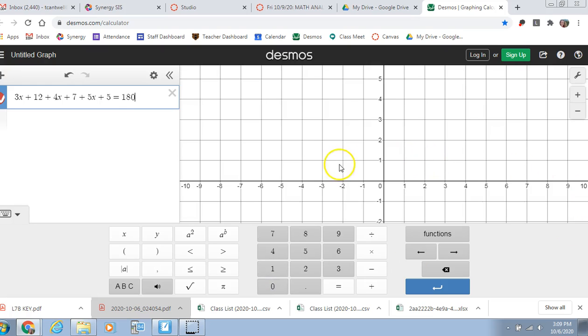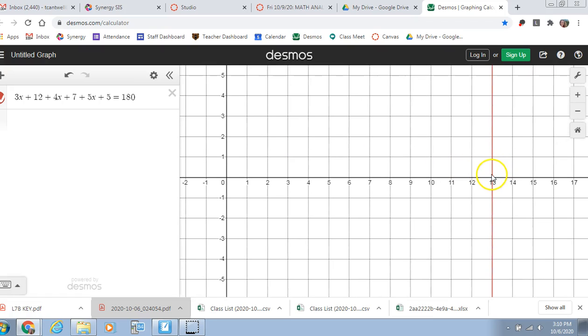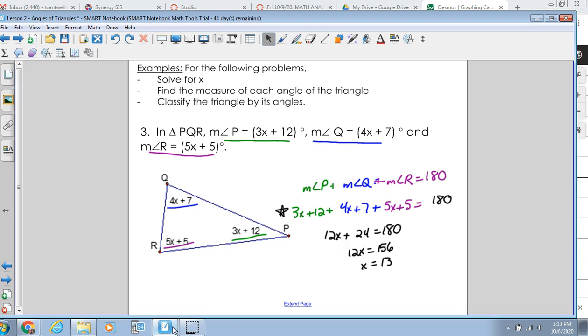And when we solve this, we don't see anything on this screen. It just means it's not between negative 10 and positive 10. But if we scroll over, then we see our vertical line right here where x equals 13. And that confirms that our answer to this problem is x equals 13. Okay, well this problem asked us to do three things: to solve for x, to find the measure of each angle of the triangle, and classify the triangle by its angles.